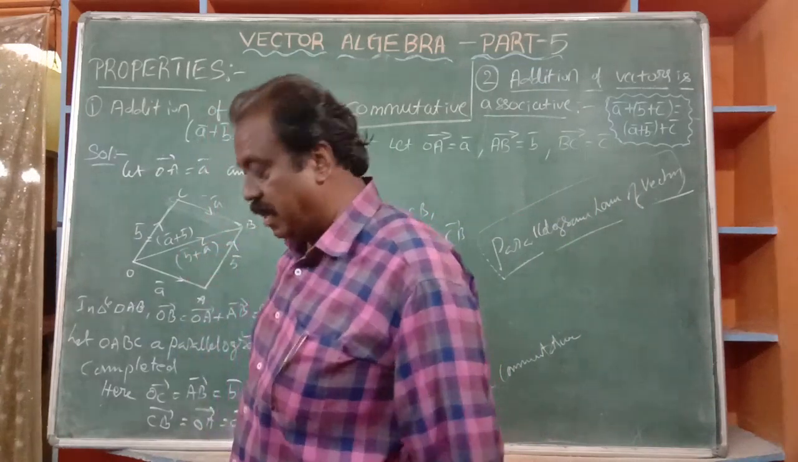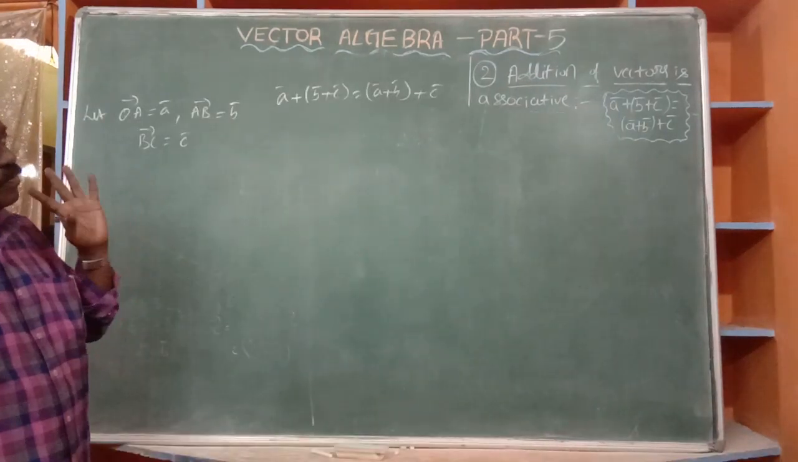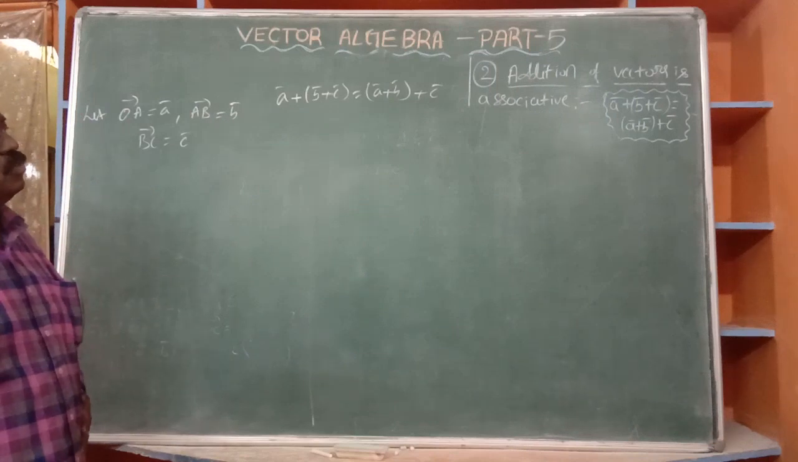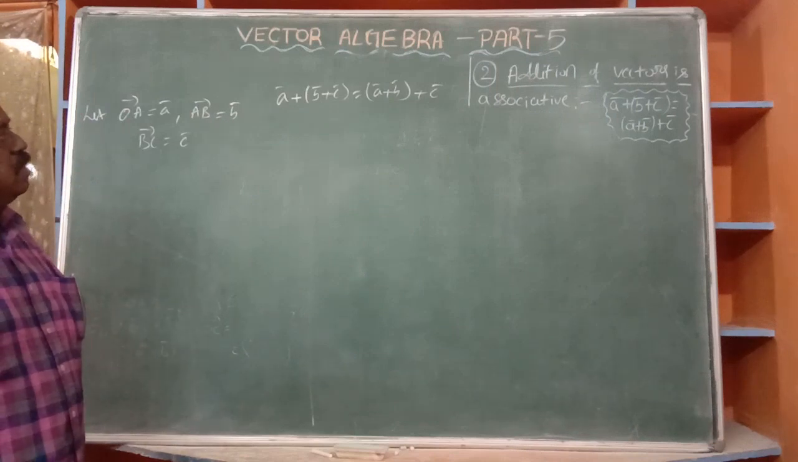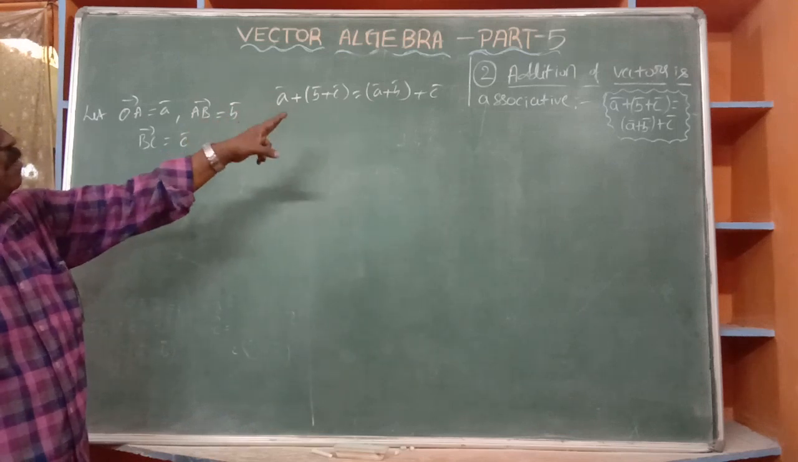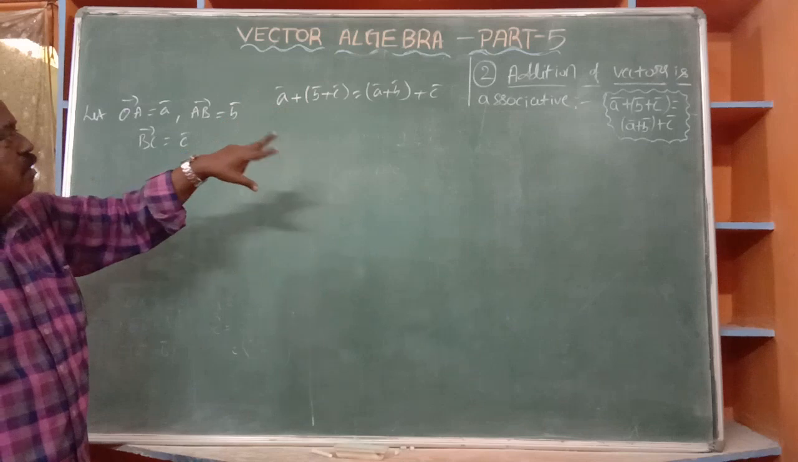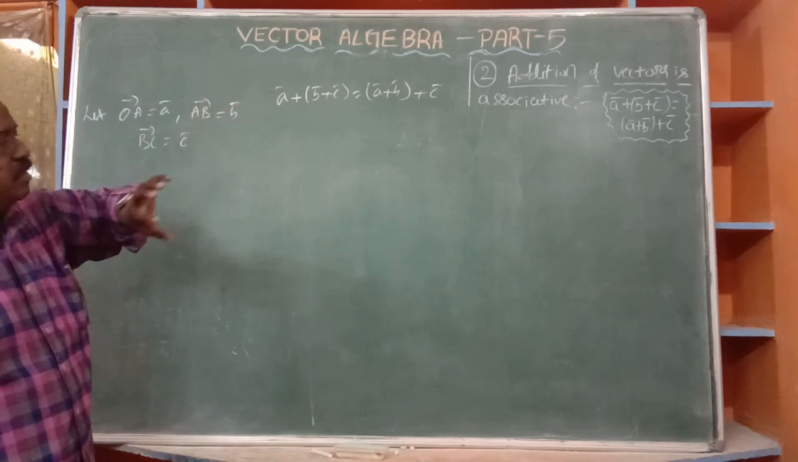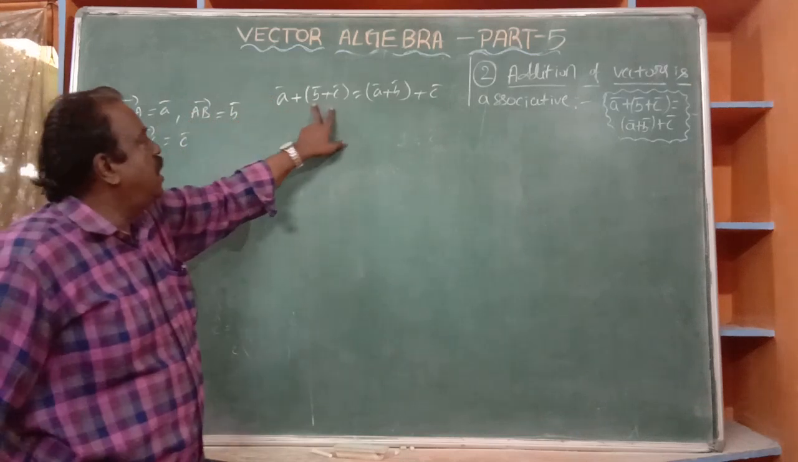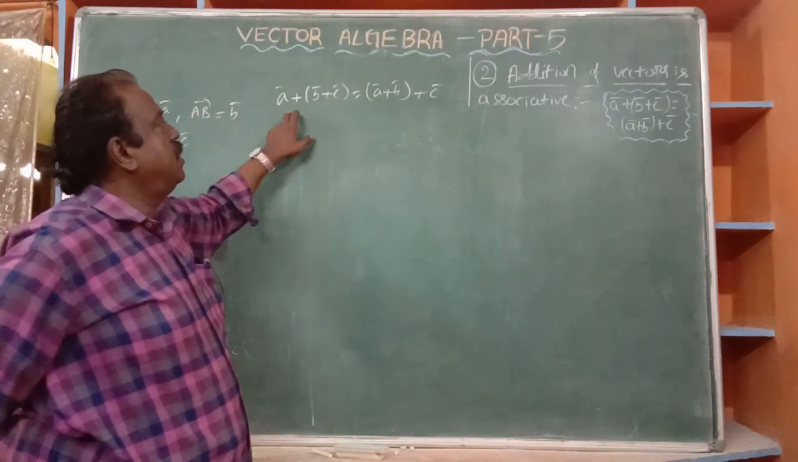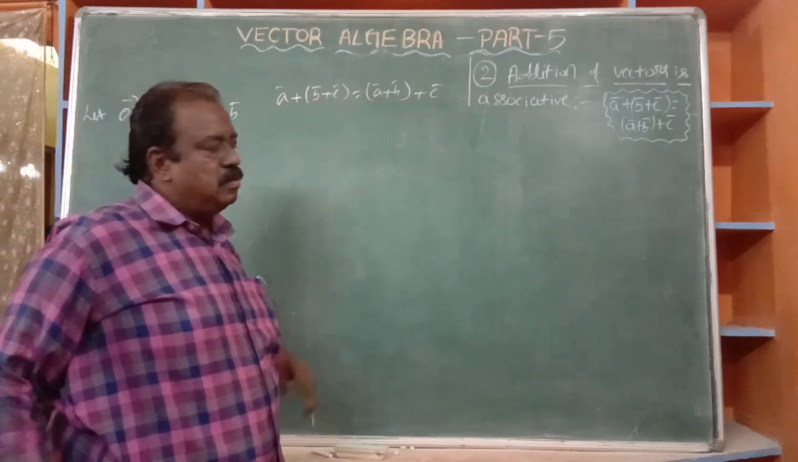Next property. Addition of vectors is associative. It is the associative law. That means A bar plus B bar plus C bar is equal to A bar plus B bar plus C bar. Both are the same. The order is the same, the brackets are different. First, we are adding these two, B bar and C bar, with A bar. Here, A bar plus B bar with C bar. Both are the same.